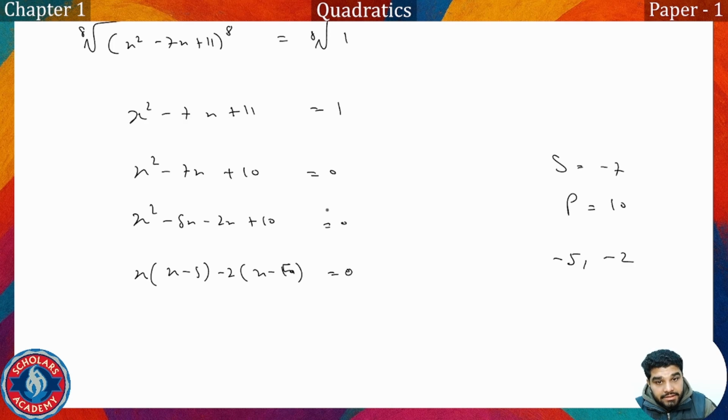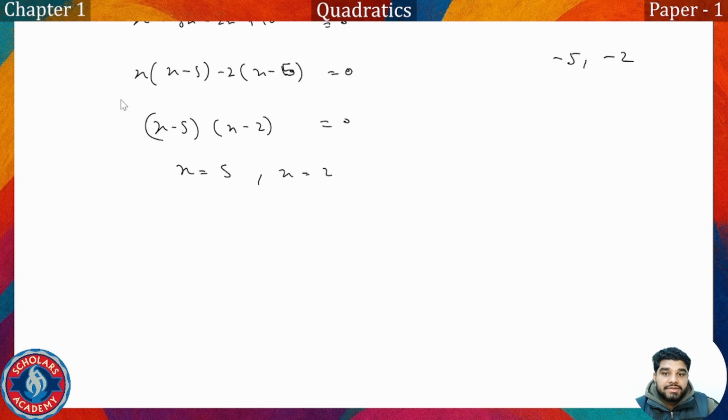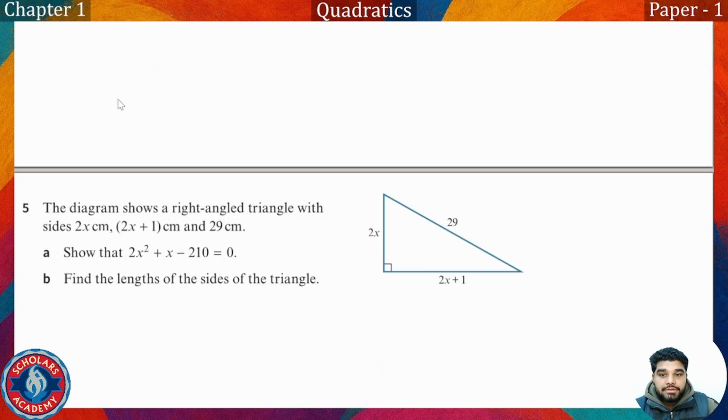Sorry, not 10, x minus 5. Taking 2 common, negative 2x, sorry, not plus, it's negative. So x minus 5, x minus 2 is equal to 0. You get x is equal to 5 or x is equal to 2. These are two zeros of this quadratic equation.